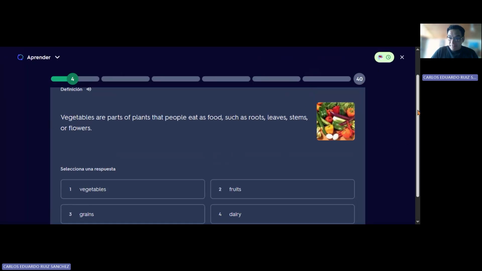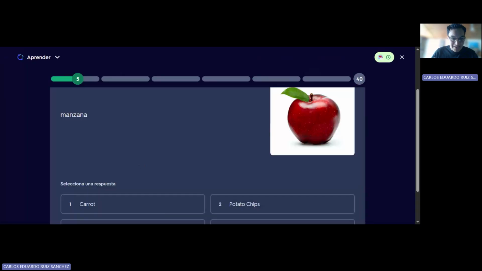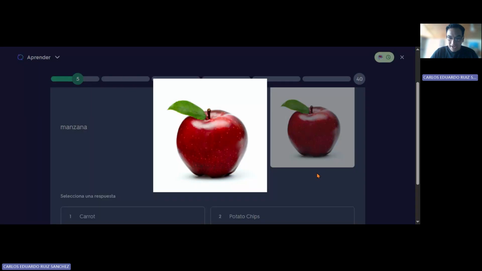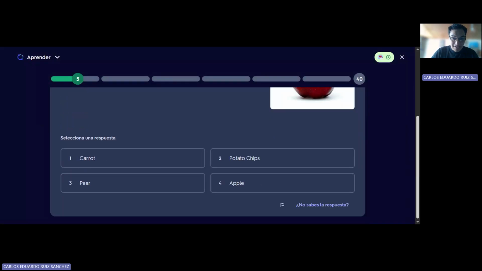So my statement was talking about vegetables. Yes, easy. In this case, we just need to recognize the word or the image in Spanish. Easy peasy, lemon squeezy. In Spanish, we got manzana, carrot, potato chips, pear, apple. That's an easy element because we watch this element on some of our internet devices.